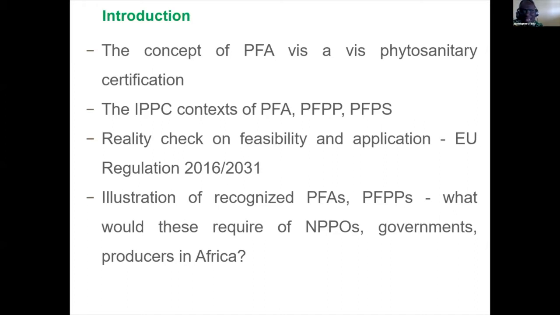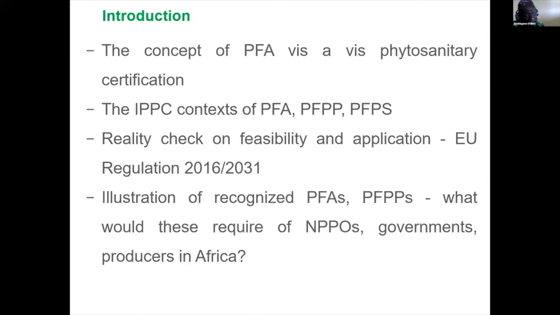Now, the IPPC has spelled out the context of pest-free area in what I would call 3 levels. Pest-free area in ISPM 4, or pest-free place of production and pest-free production site, the last 2 in ISPM 10. It's good to be clear of what distinguishes these from each other, and more importantly, what does it mean to the national plant protection organizations? What does it mean to the industry actors, particularly the producers, and even other players in the value chains?